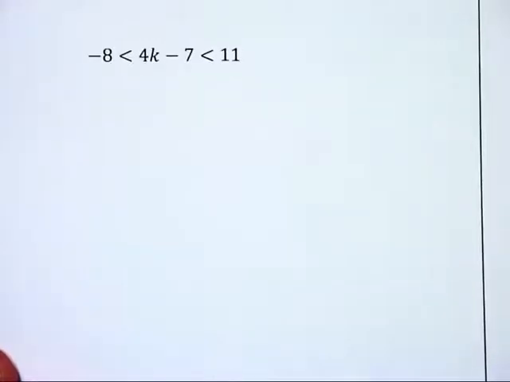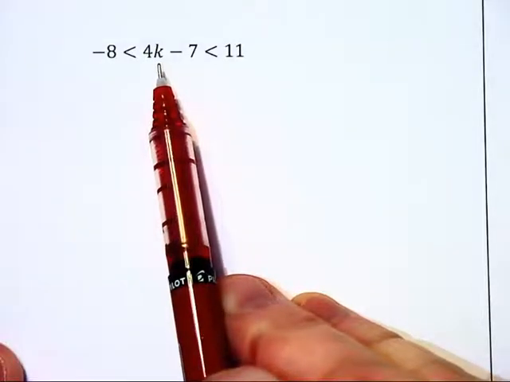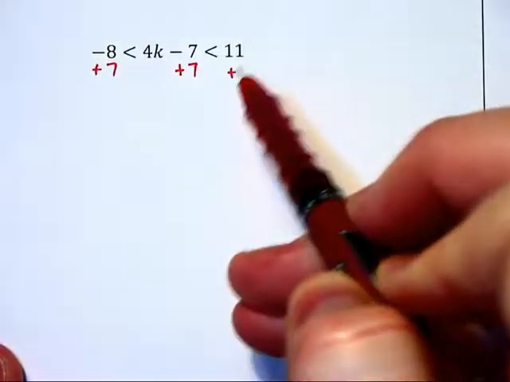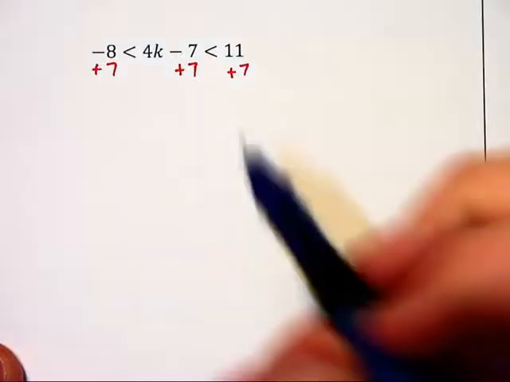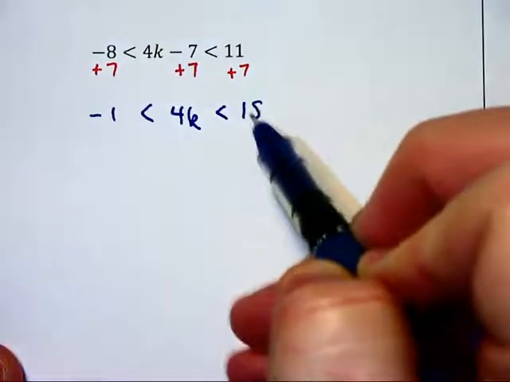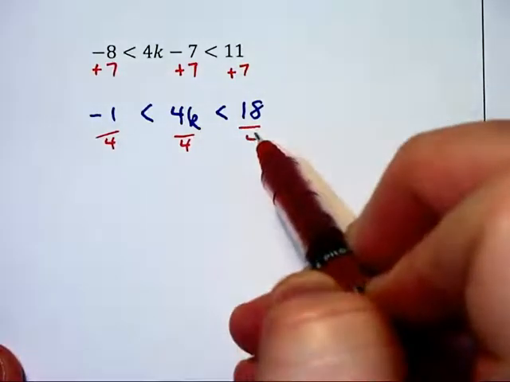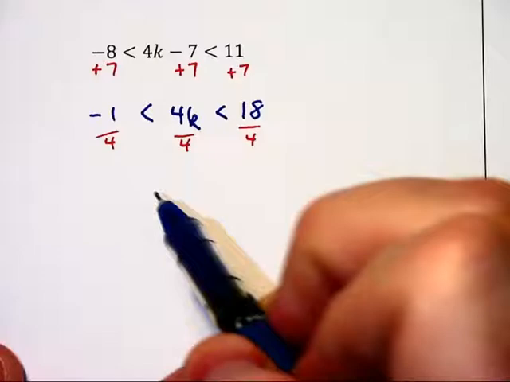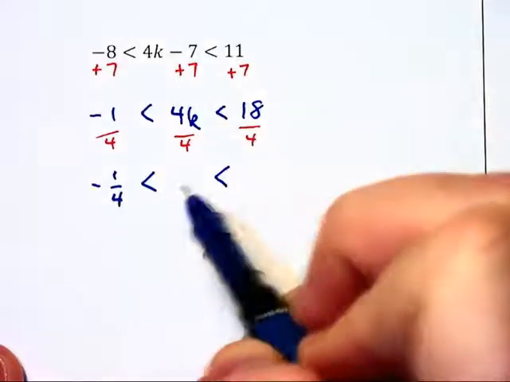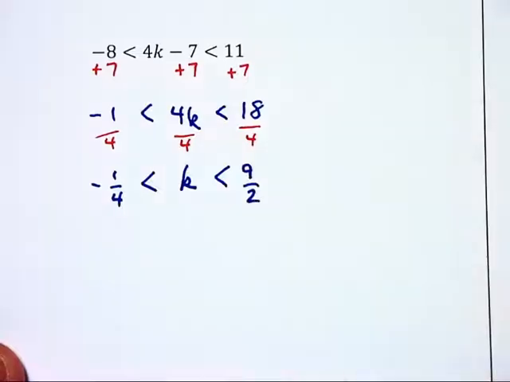This next problem is a compound inequality, and this time our goal is to get the variable k by itself in the center. So we will add 7 to the middle, the left, and the right of this compound inequality, which will give us negative 1 is less than 4k is less than 18. And then we will divide all three parts by 4. Notice we are dividing by a positive 4, so the inequalities will stay as a less than symbol. So negative 1/4 is less than k is less than 9/2 after I reduce that fraction.